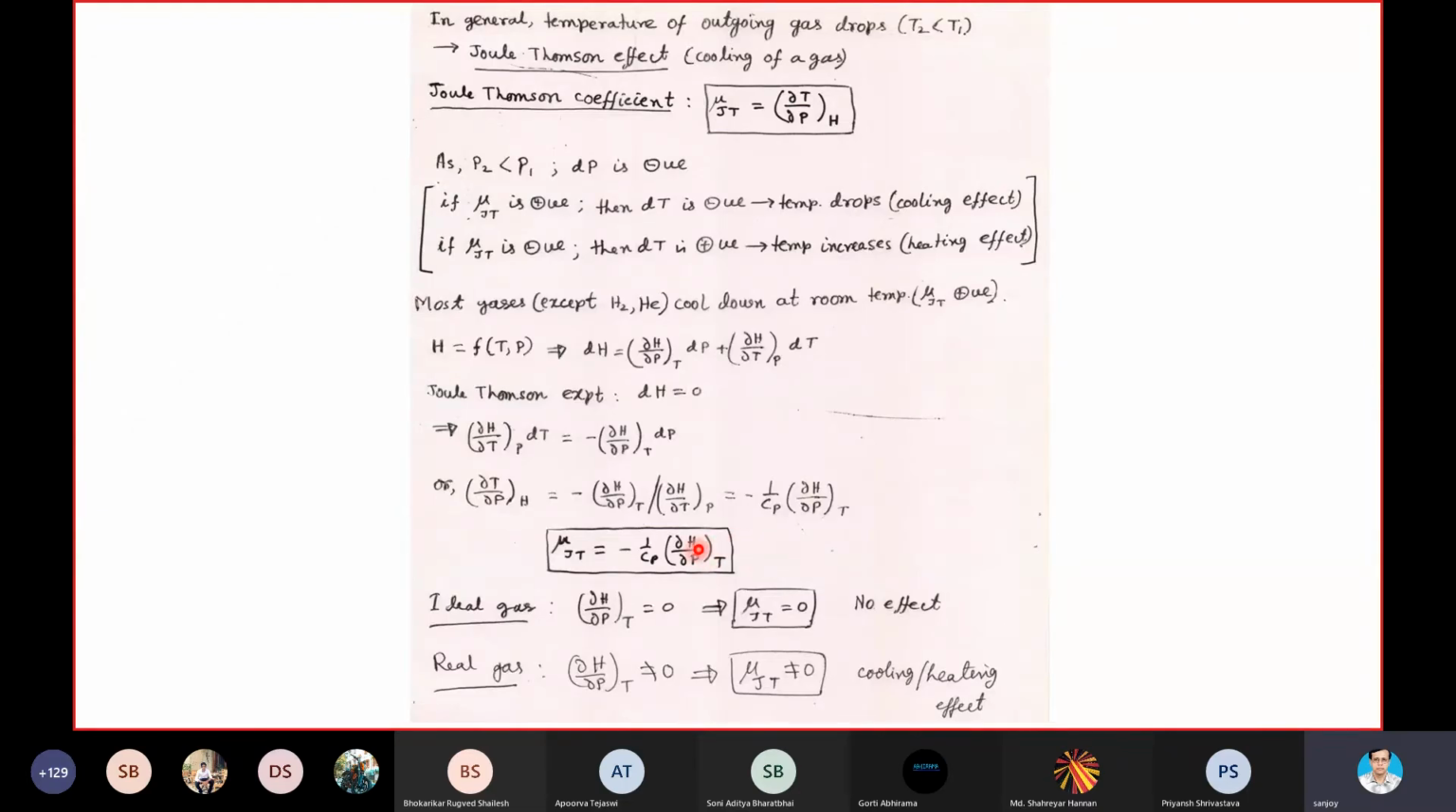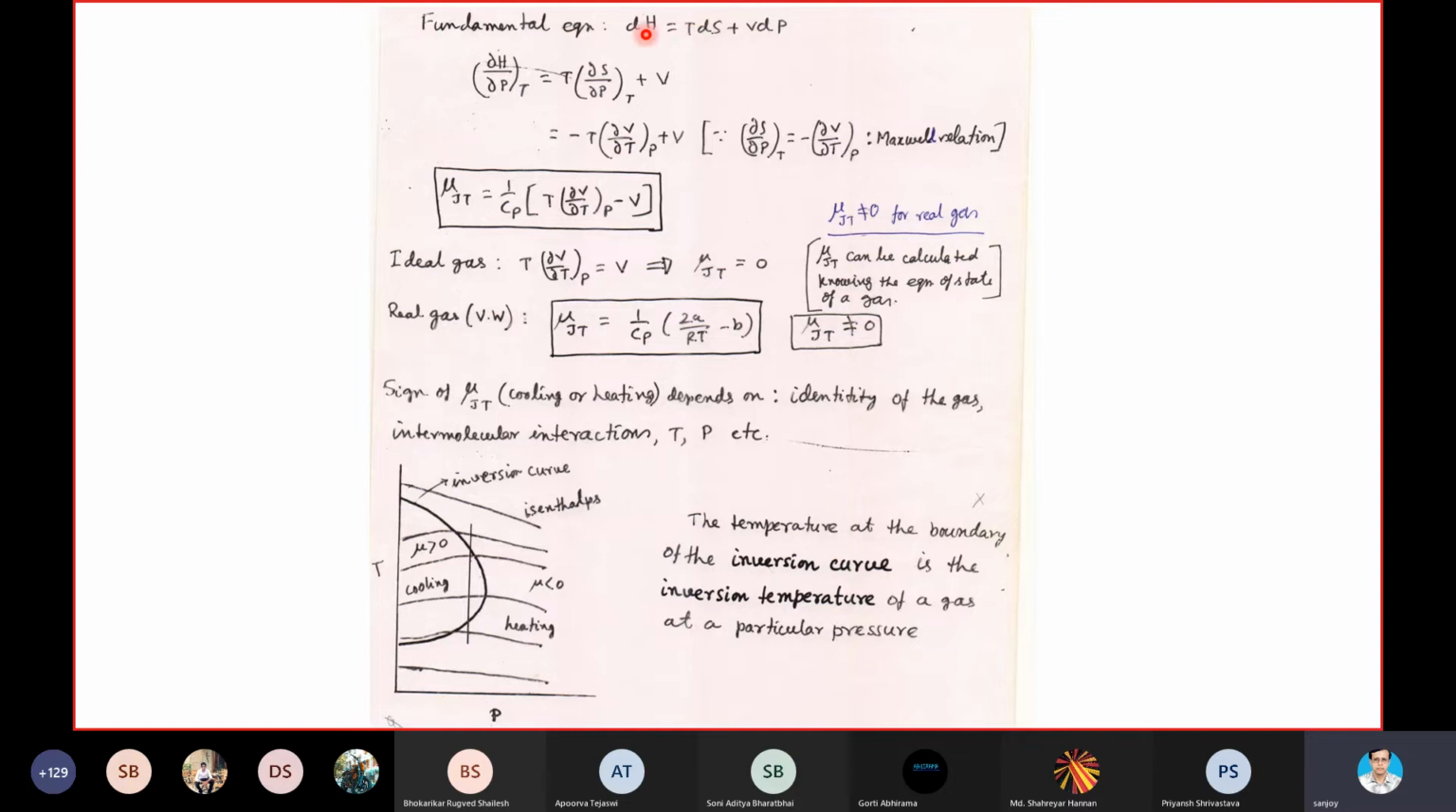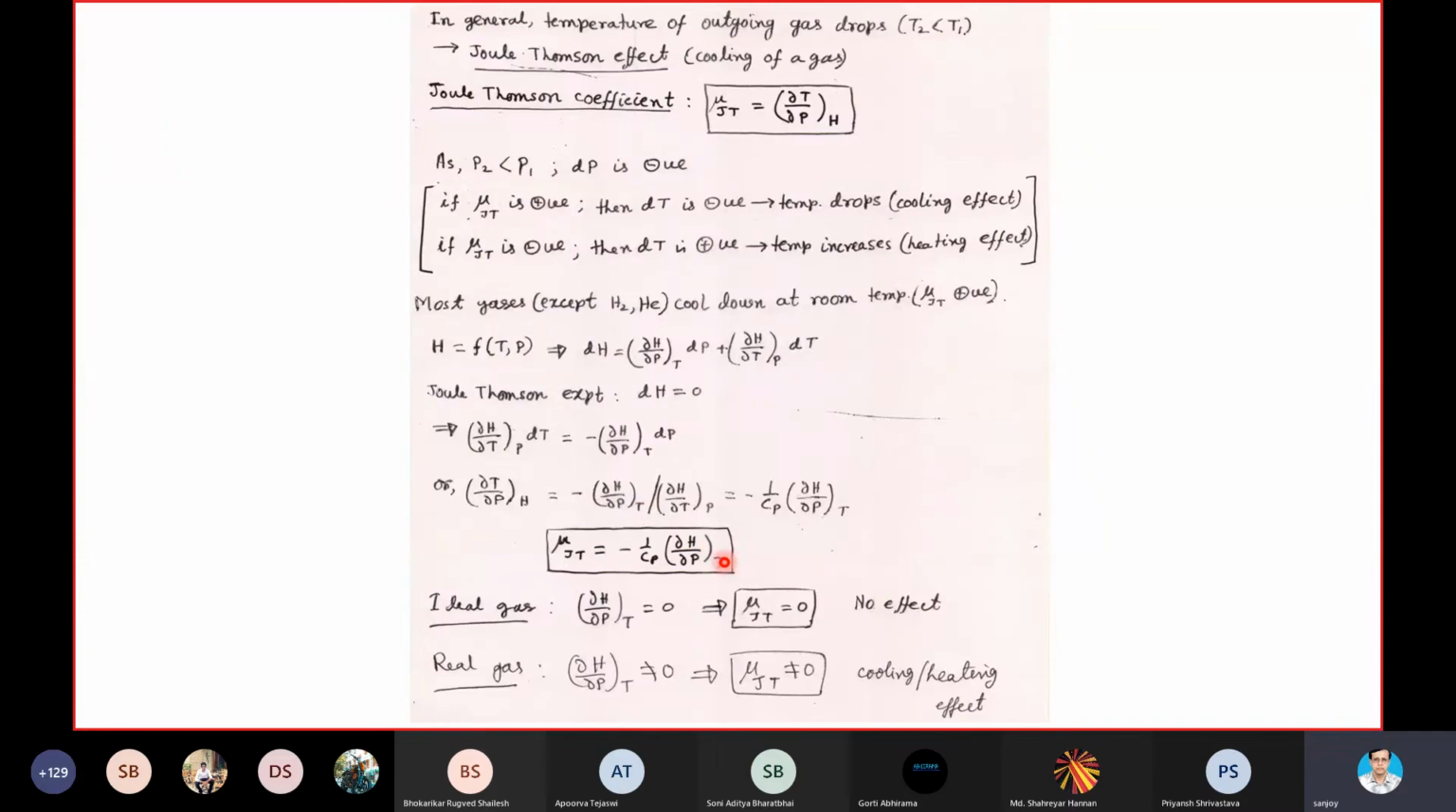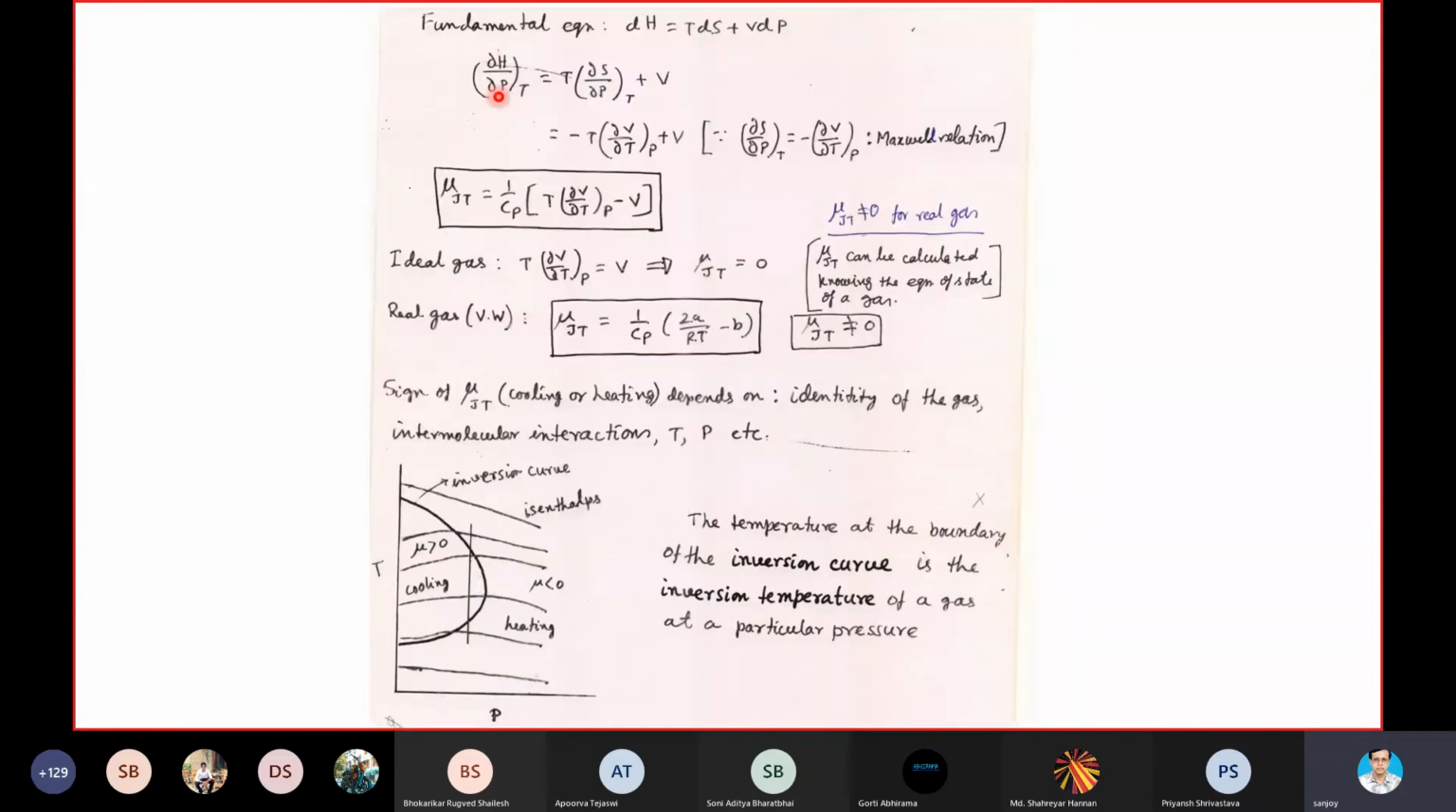Since we are dealing with delta H, the corresponding fundamental equation you have to use is dH equal to TdS plus VdP. Now what we need to replace is this term del H del P at constant temperature. So I take the derivative of this one with respect to pressure at constant temperature. If I do that, then this term is T del S del P at constant T, and this term becomes volume V.